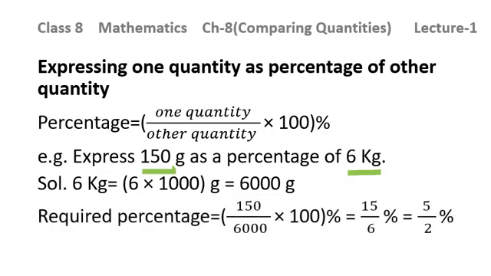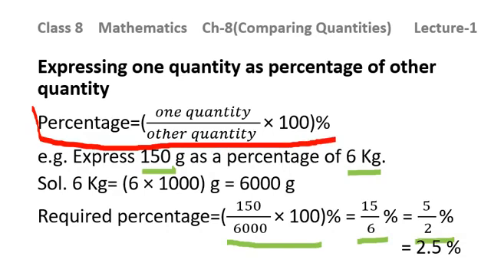The required percentage is 150 over 6000 into 100%. That will give you 15 over 6%. Finally, after cancelling out, you will get 5/2%, and then 2.5%. So if you need to express one quantity as a percentage of another quantity, then you need to use the formula. This is the formula you are supposed to use.